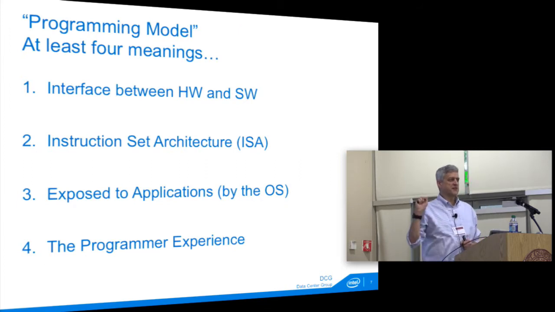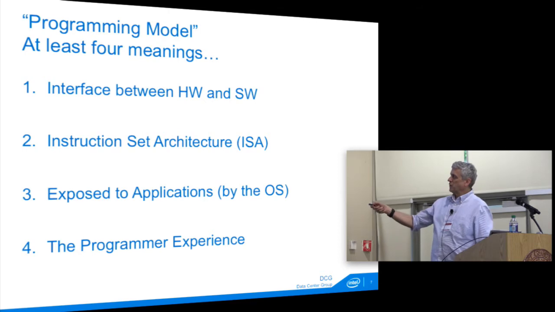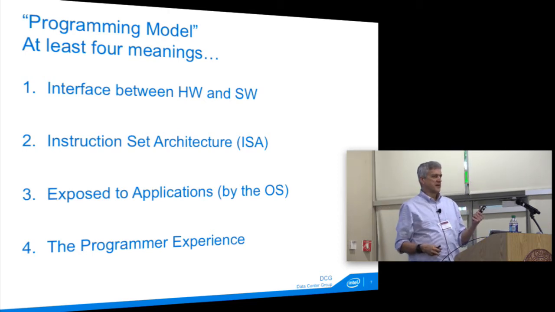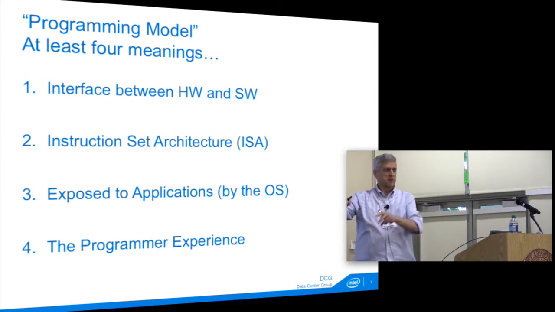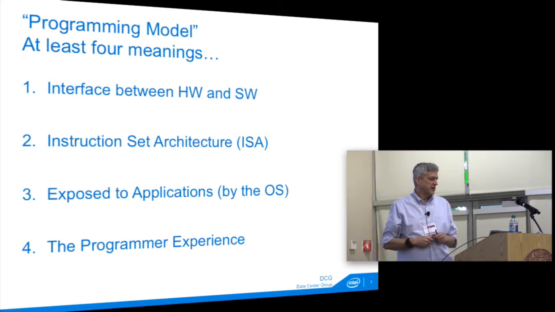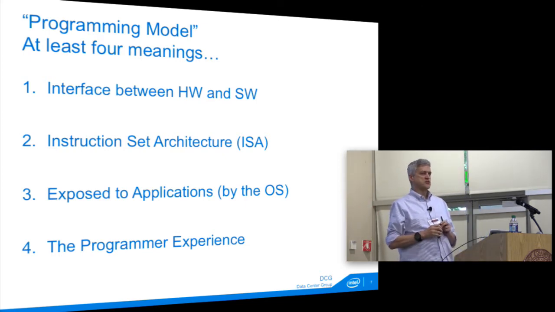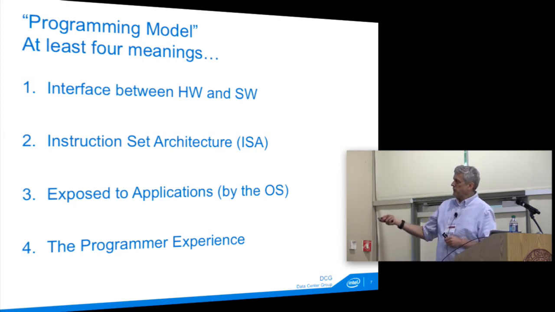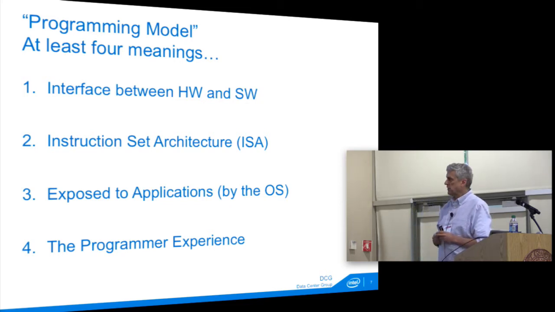In fact, I think there's at least 4 meanings of this term, programming model. One is, what's the interface between hardware and software, right? If I go buy a NIC, a networking card, the programming model is how software talks to it, right? So that's one meaning. But I come from a processor company. Another meaning is, what are the instructions that you use to program this thing, to get it to do things? Or how is the hardware exposed by the operating system up to applications? That's a third meaning of programming model.